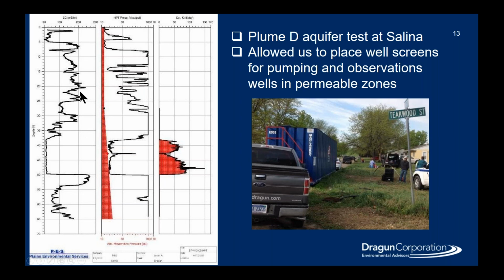And then on the left-hand side, you see an electrical conductivity log. Electrical conductivity is another way to infer the geology, because low permeability materials generally have a higher electrical conductivity than higher permeability materials. And you can see that it matches pretty well. You see higher electrical conductivity values where we see high pressures in the HPT log, and then the low electrical conductivity where we see our sand in the HPT log.